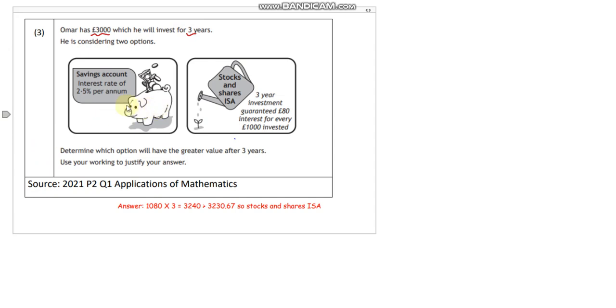He can put it in a savings account where he's getting 2.5% each year. And that you would assume would be a compound thing. I think it would have said simple if it was simple interest. So that'll be compound interest. So every year he's getting interest on his interest.